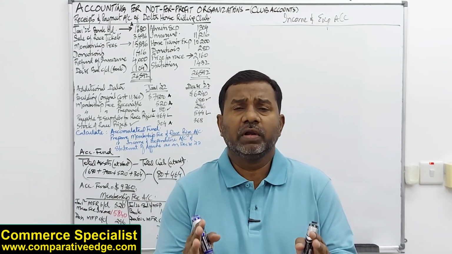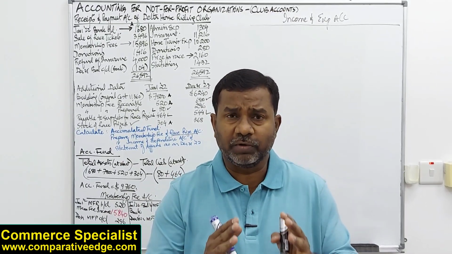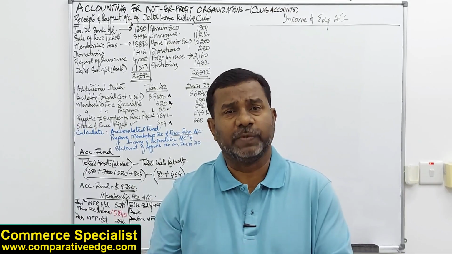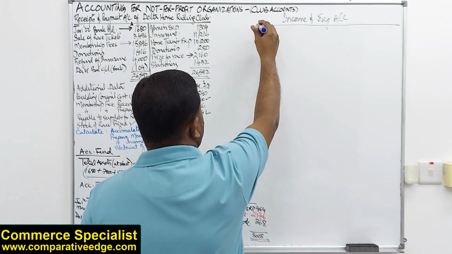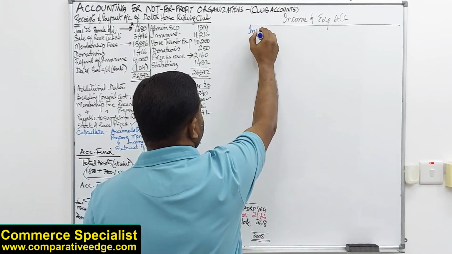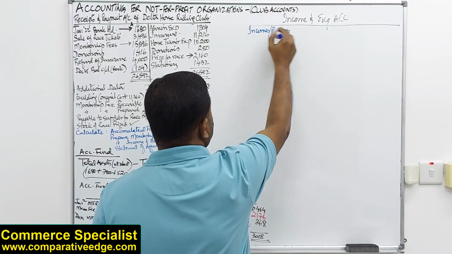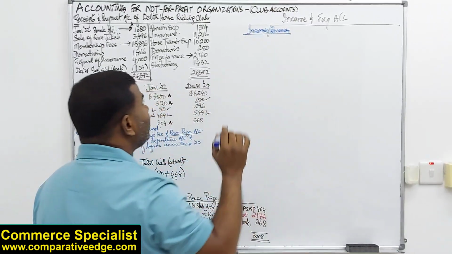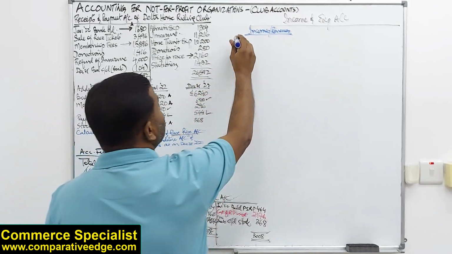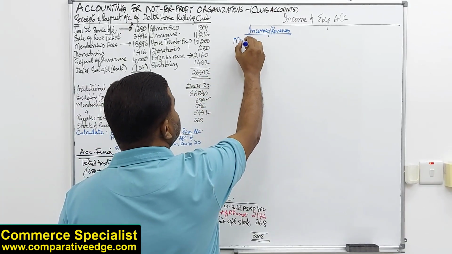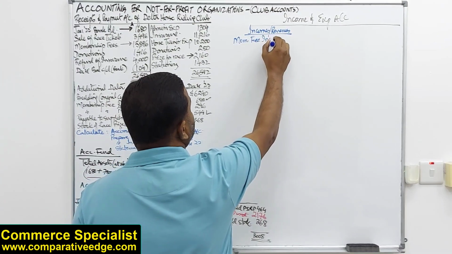Now the idea over here is very simple. You have to add all the income and revenues of the club for the particular year and minus all the expenses. So let's see what incomes we have. I'm just giving a heading for income here. You can call it revenues also. Okay. So very first, in a not-for-profit organization, the first thing we are looking at is membership fees. Membership fee income.